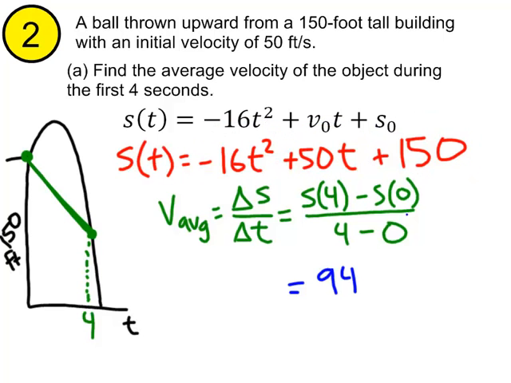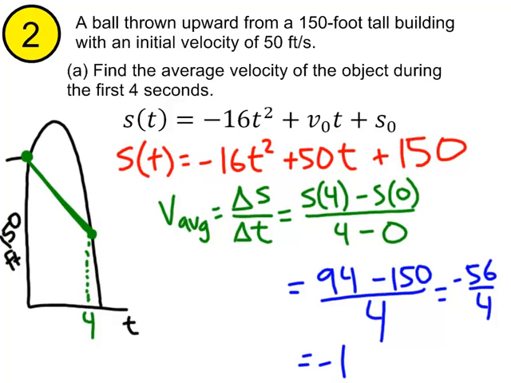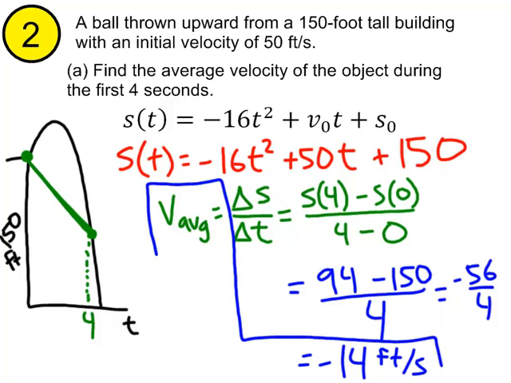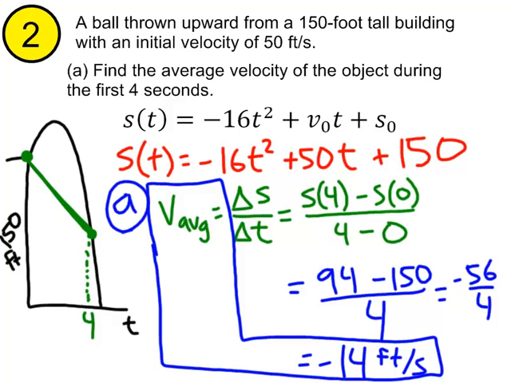All right, and then if I calculate S of 0, that's a little bit easier. We're clearly going to get 150 there, right? So 94 minus 150, over 4. That will be negative 56 over 4, which is negative 14. Let's go ahead and put the units in there: feet per second. That is our average velocity, and again, that is the slope of the secant line.